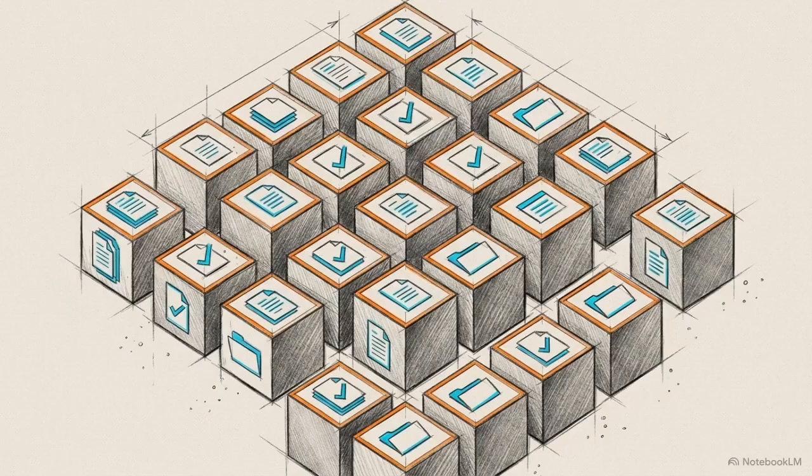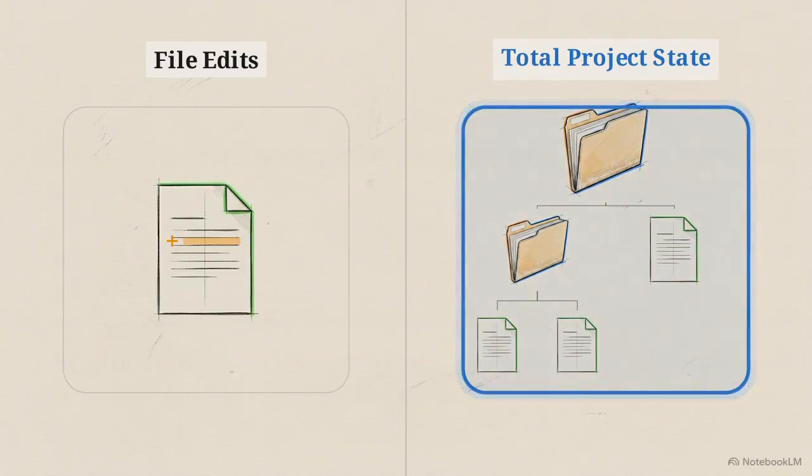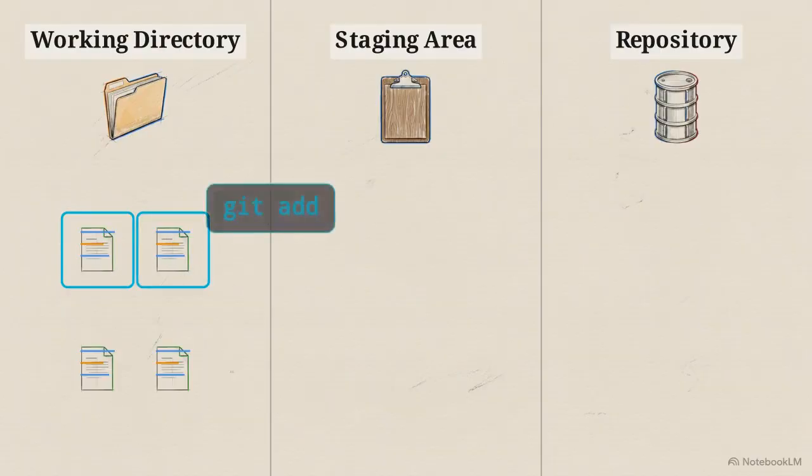To prevent code loss at scale, Git operates as a mathematical state machine. It prioritizes the integrity of the total project state over the simple tracking of file edits. All local Git operations move files through 3 states: working directory, staging area, and repository. The working directory is the volatile sandbox. This is where active development is stored before it's officially recorded.